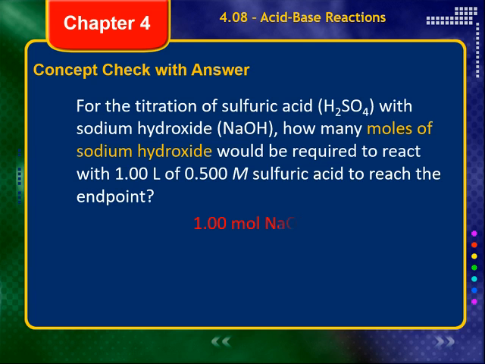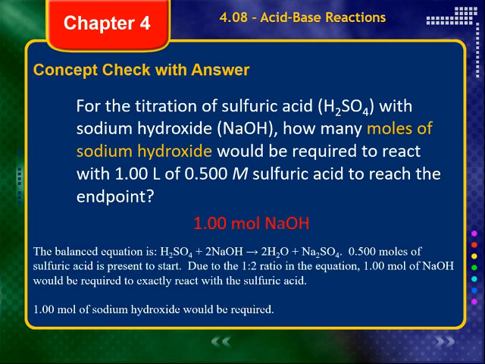It ends up being 1.00 moles of NaOH. The balanced equation here is H2SO4 plus 2 NaOH react to form 2 H2O and then Na2SO4. 0.500 moles of sulfuric acid is present to start. Due to the 1:2 ratio in the equation, right, the mole ratio, 1 mole of NaOH would be required to react exactly with that sulfuric acid. So 1 mole of sodium hydroxide would be required.